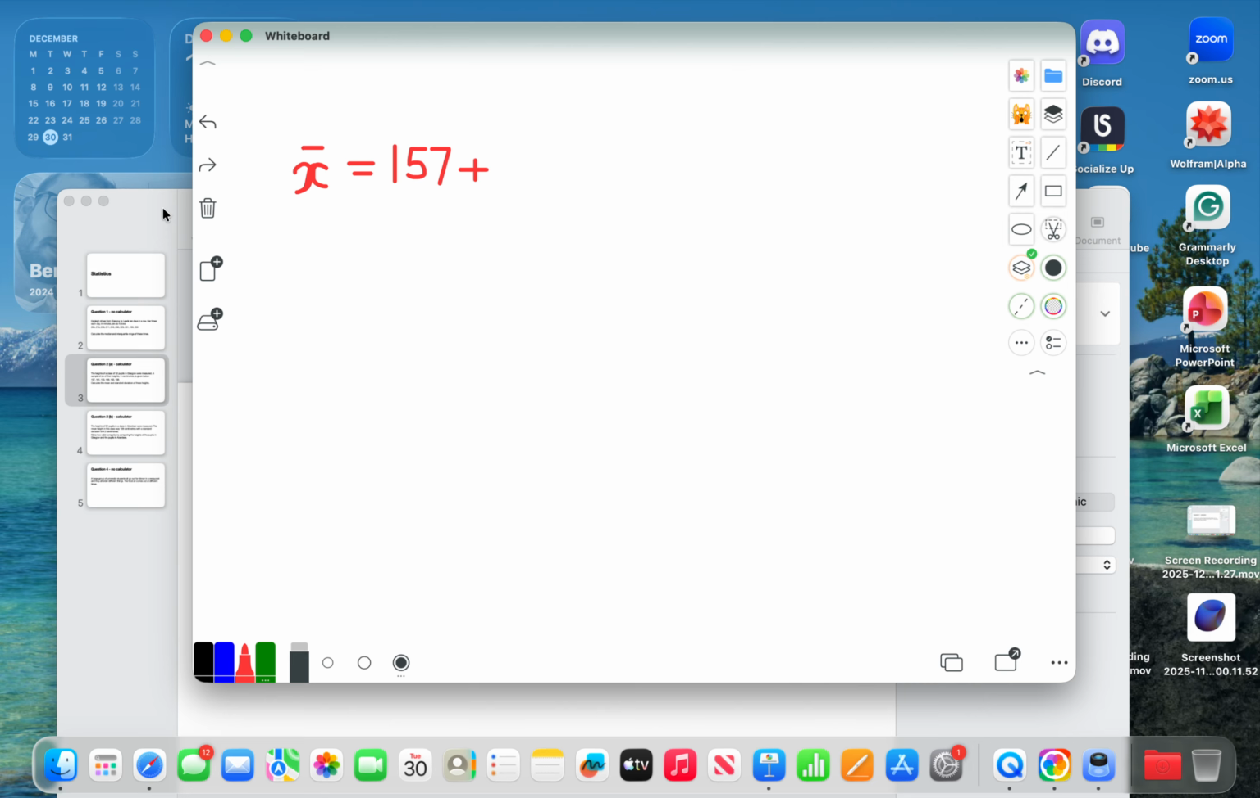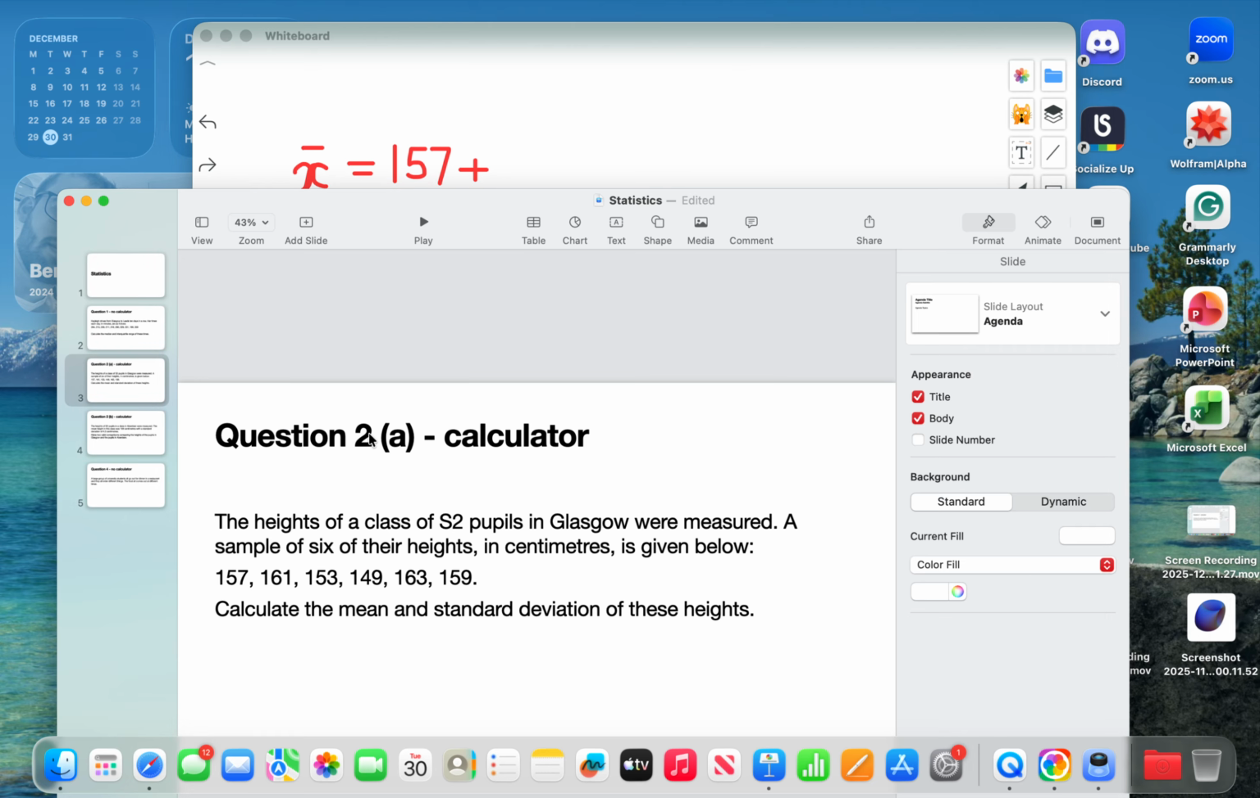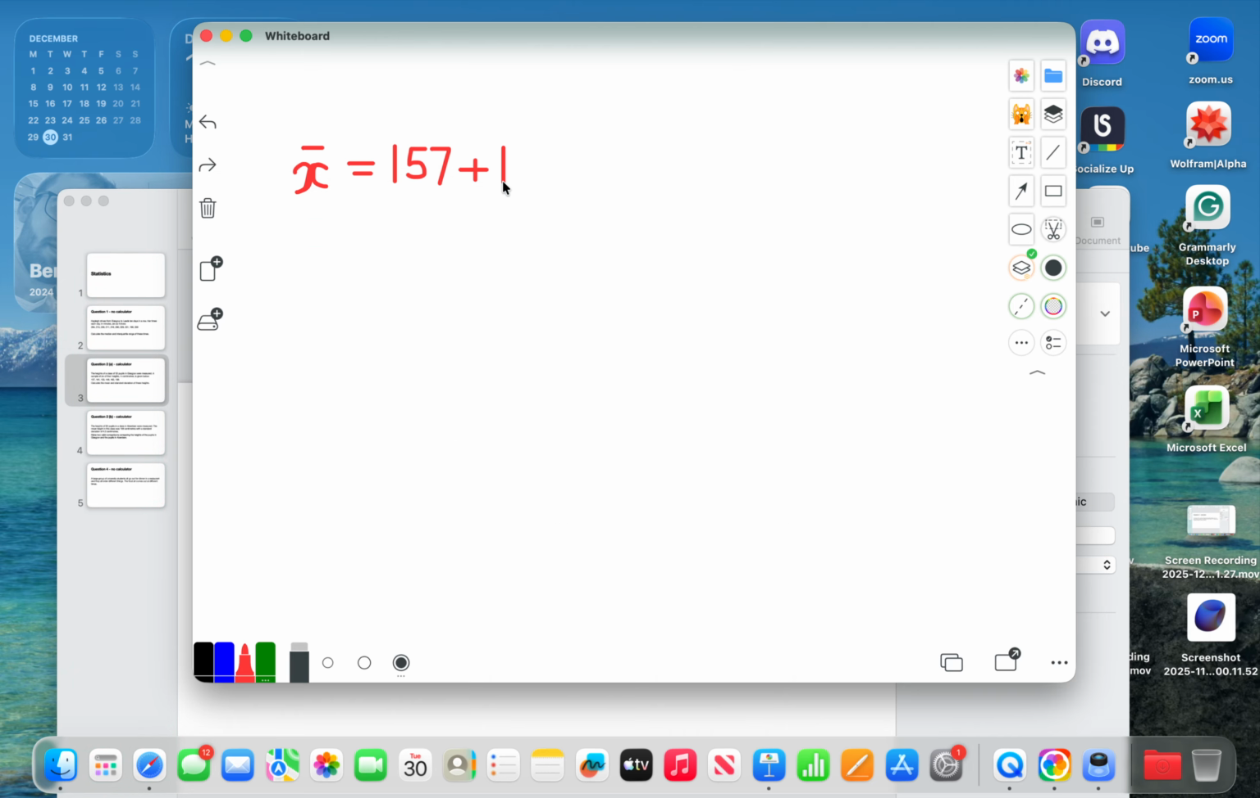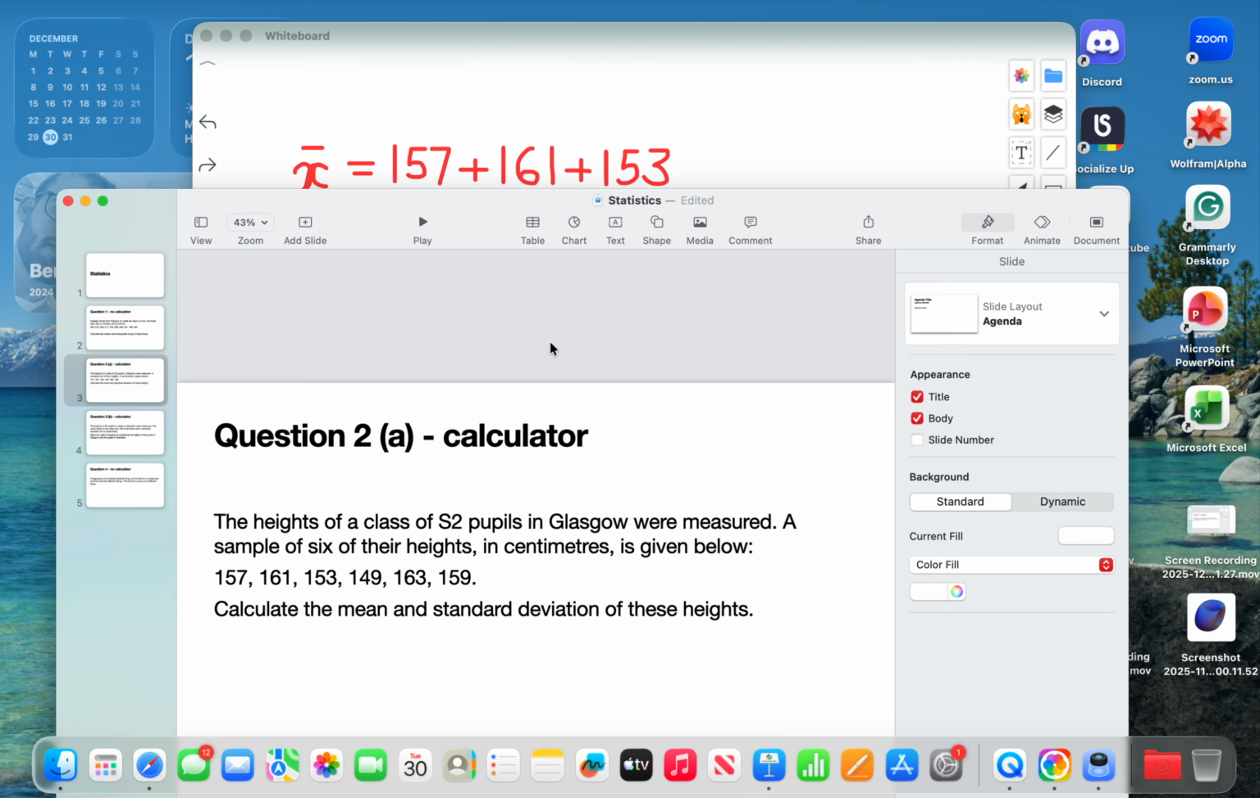I know my application has changed today because I had to download a new one because the old whiteboard crashed. So it might take me a bit longer because I'm still getting used to this one.